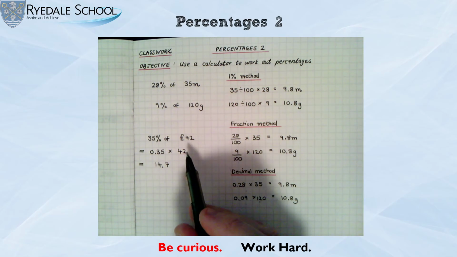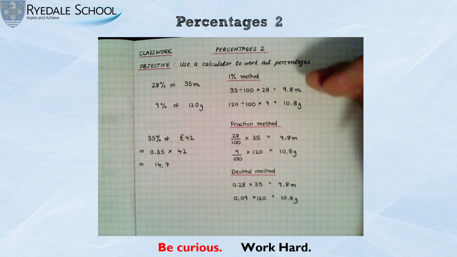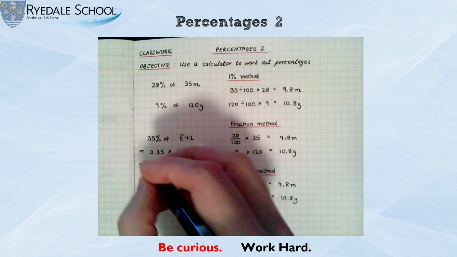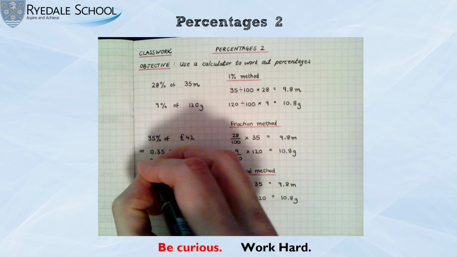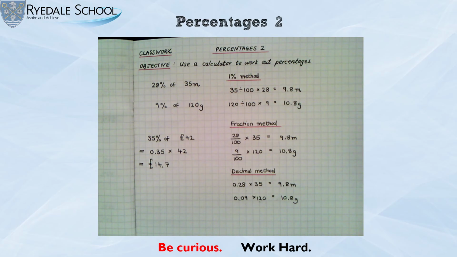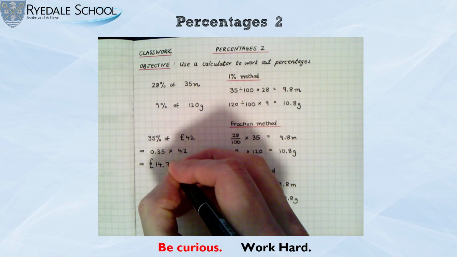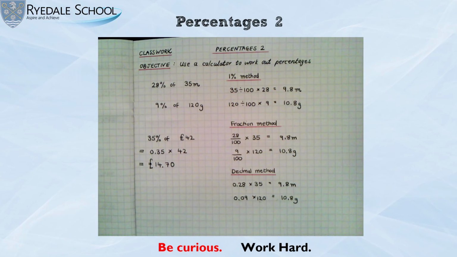Okay, the reason why this is a problem in this question and none of the other ones is because I have used a unit of currency, in this case pounds. You could not have 14.7 pounds. Money must have two decimals. So if it's a money question and it's not two decimals, you have to put that extra decimal on the end.